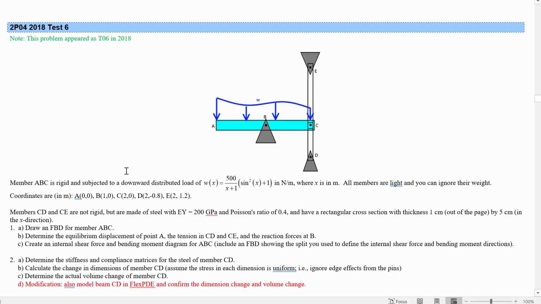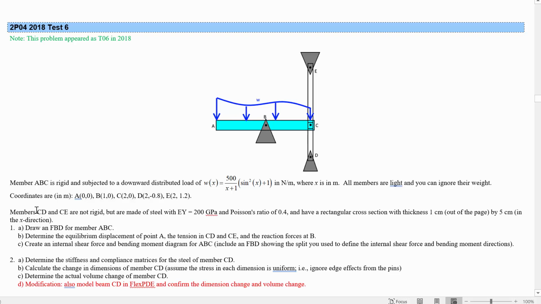So let's overview the problem. We've got this member ABC, and this is rigid, the thing in teal there, and it's subjected to a downward distributed load, which is given by this formula, and this will give us something in Newton meters as long as we put X in meters. Important to specify these things. All members are light, and you can ignore their weight, so we don't have any other loads from those things. These gray triangles we'll take as the external part of the problem. So pretend these are fixed by something else that's going on that isn't seen there. Maybe a support structure there, or magic, whatever you like.